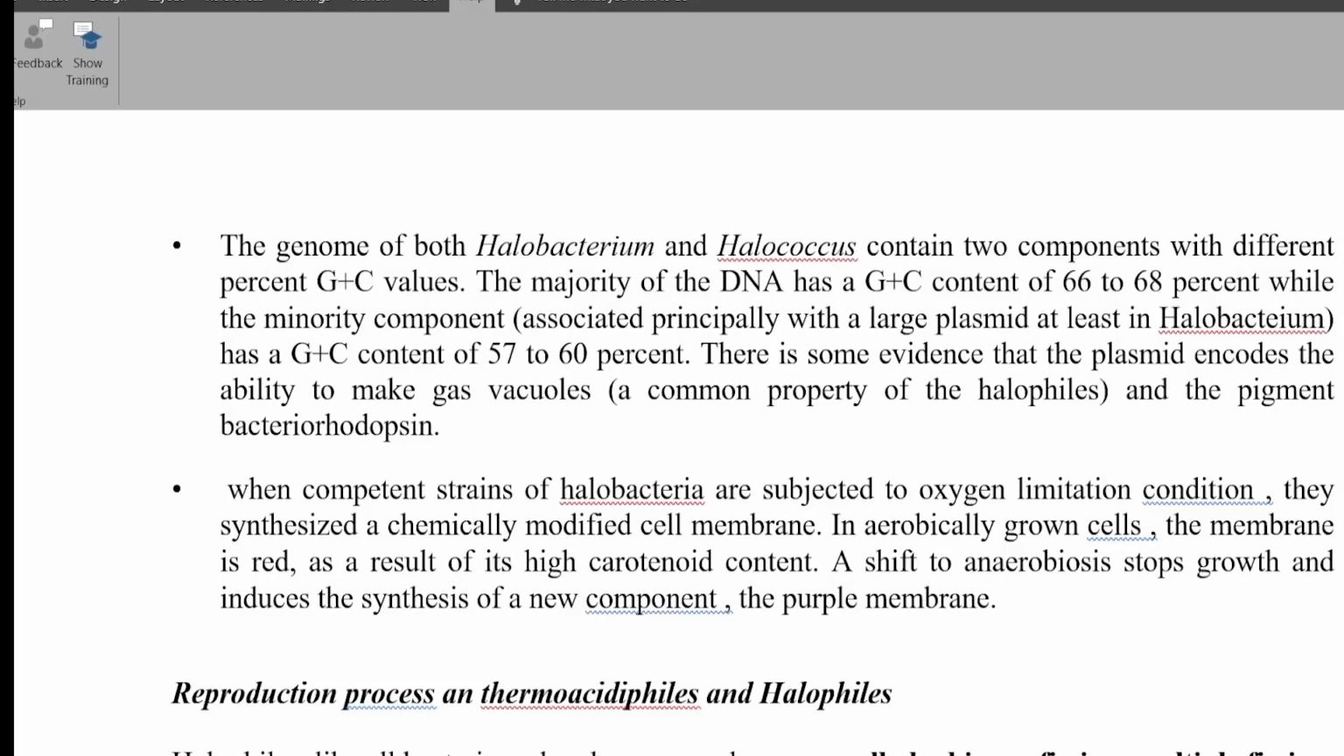When competent strains of halobacteria are subjected to oxygen limitation conditions, they synthesize a chemically modified cell membrane. In aerobically grown cells, the membrane is red as a result of its high carotenoid content. A shift to anaerobiosis stops growth and induces the synthesis of a new component, a purple membrane. So the appearance of color is also characteristic for this group of bacteria, orange and purple.